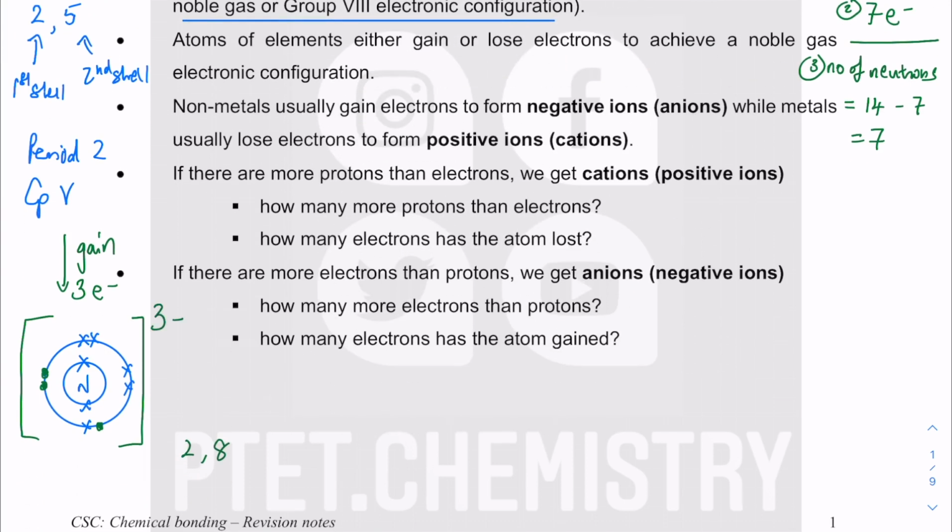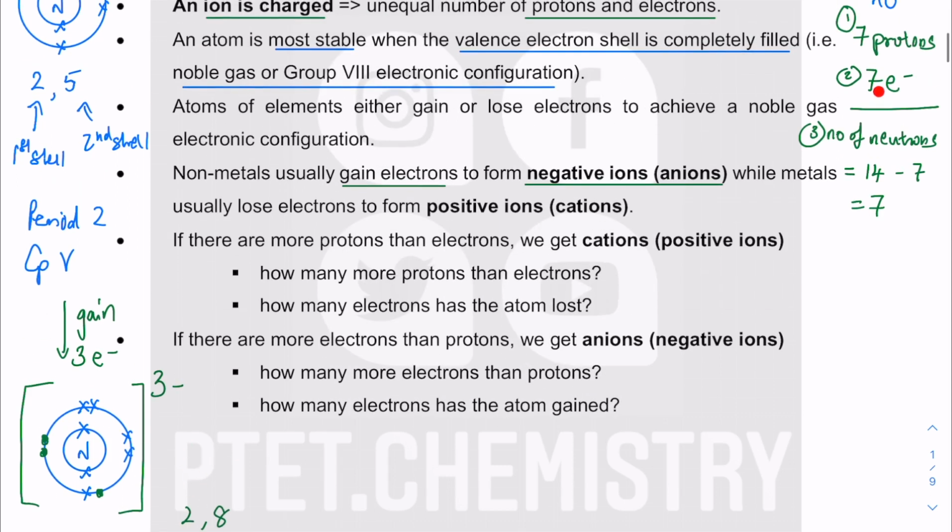The most common mistake that a lot of students make is that when you gain electrons, you form anions, because you will have more electrons than protons, and electrons are negatively charged, protons are positively charged. If you have more negatively charged electrons than positively charged protons, then you will get a net negative charge. You gain a net 3 electrons, therefore you get a net 3 minus charge, which are negative ions. This is called a nitrogen anion.